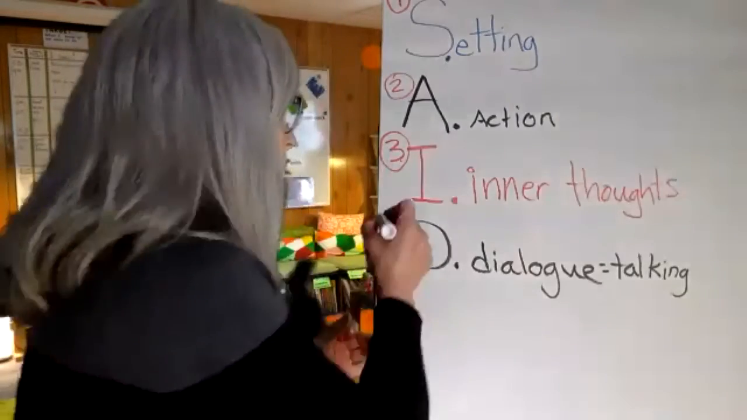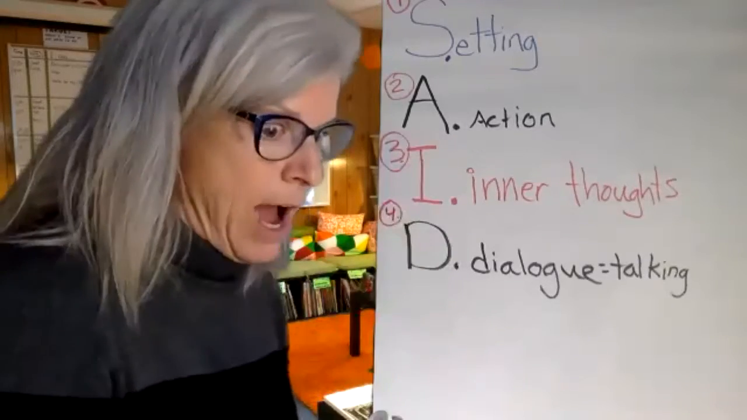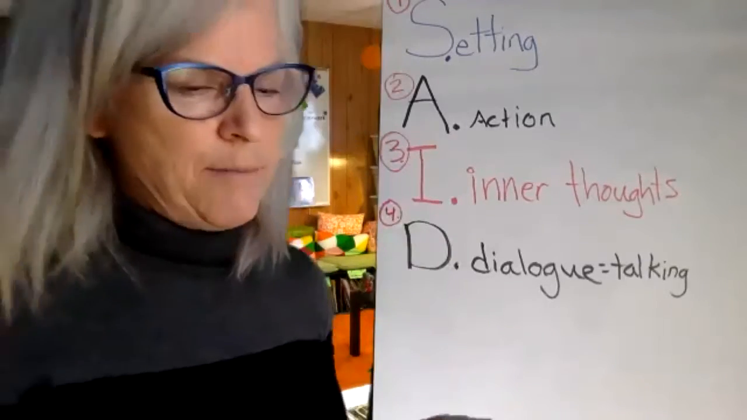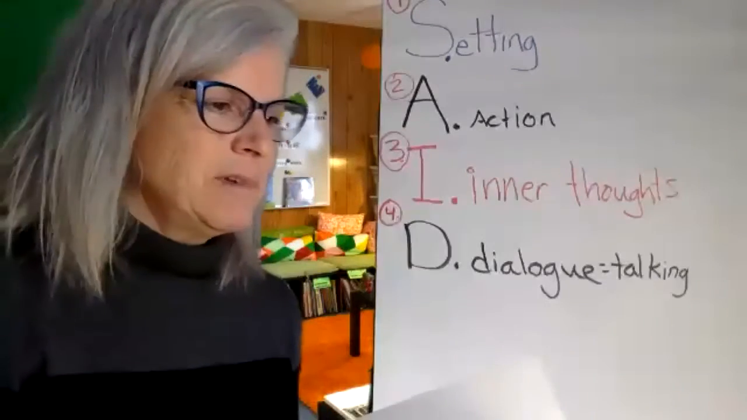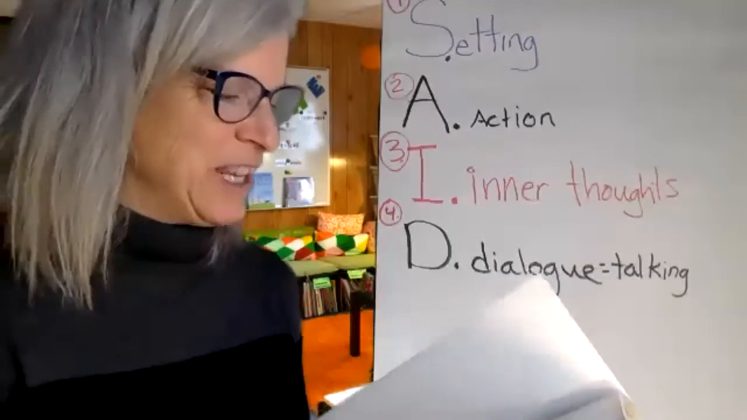Side of it. Yeah, there's a lot of ways to show that inner thought. You don't actually have to say, I thought. You can just say, you know, potatoes for dinner. And that shows that you're thinking it.